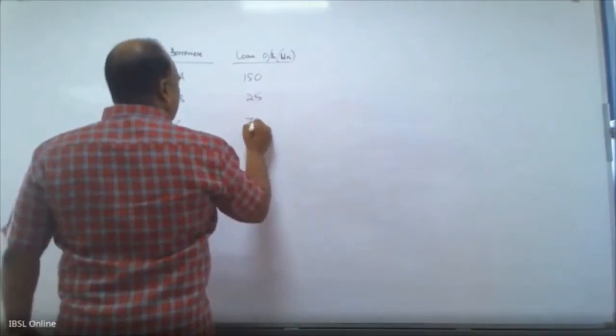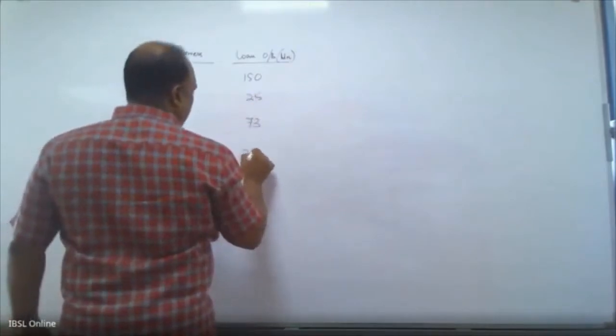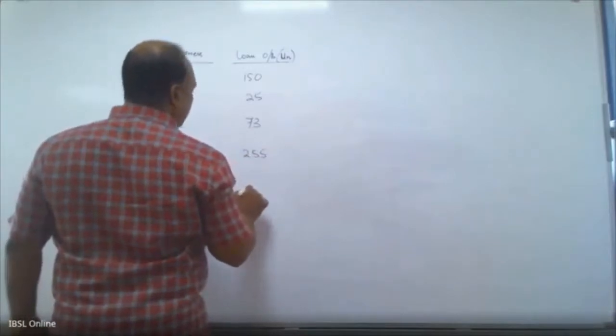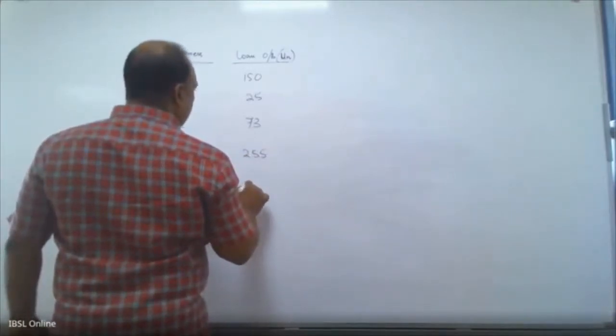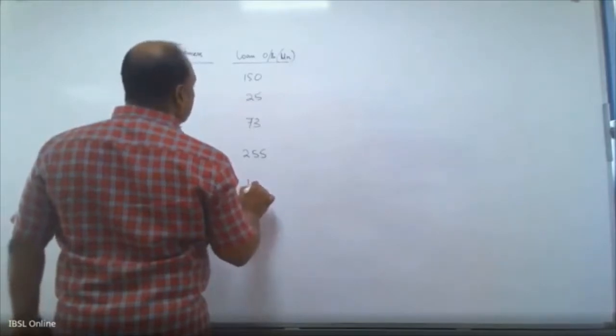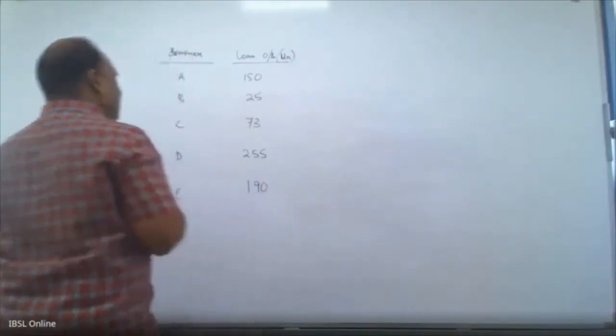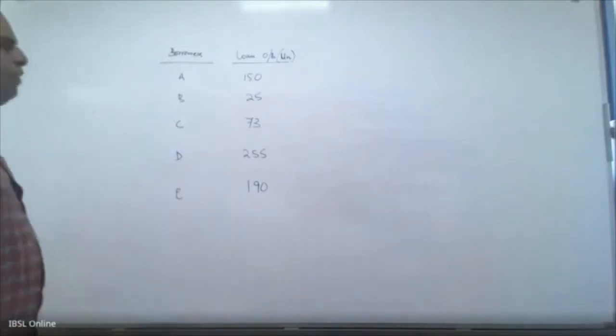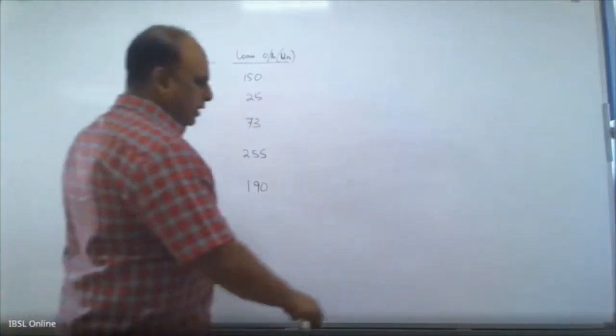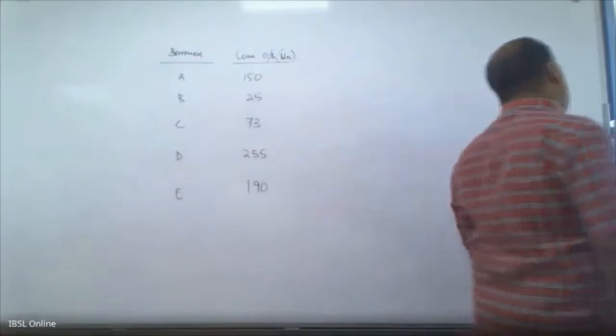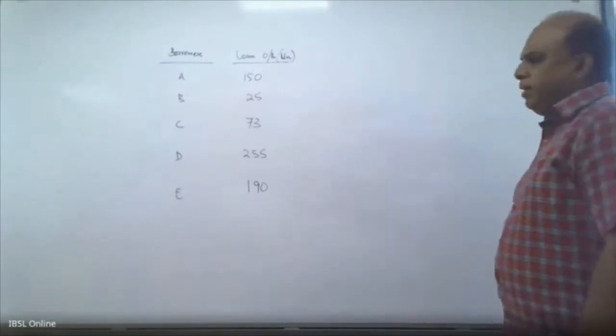25, 23, 255, and 100. I'm taking 5 loans, just for example. Now, the 5 loans which are appearing here will be subject to 2 types of impairment, which we call individual impairment and collective impairment.